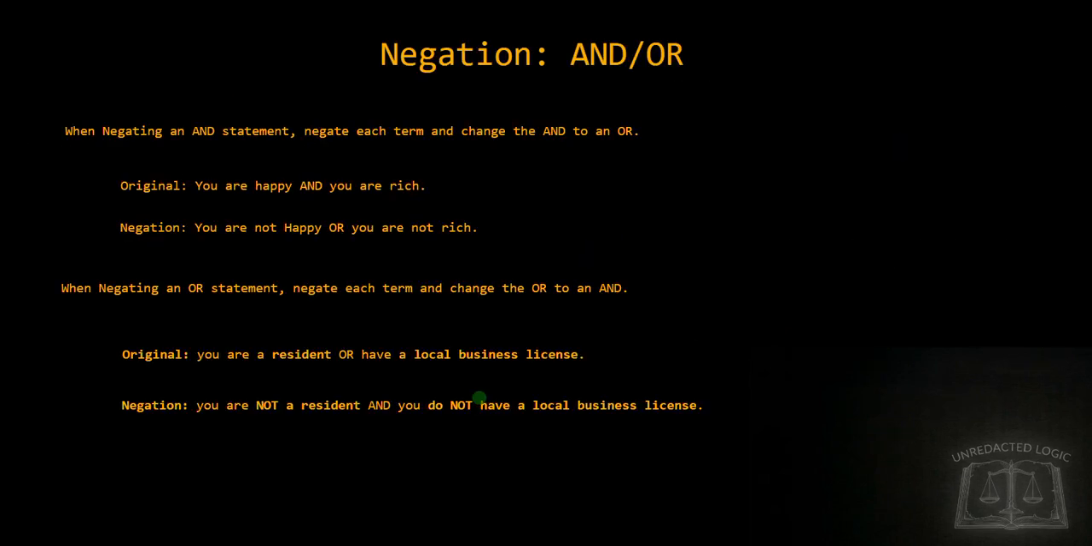Next, let's do a quick overview on how to negate and statements and or statements. When negating an and statement, you negate each term and change the and to an or. Here's an example. You are happy and you are rich. The negation becomes you are not happy or you are not rich. So the and changes to an or. The first component is negated and the second component is negated as well. When negating or statements, negate each term and change the or to an and. Very similar to the above. You are a resident or have a local business license becomes you are not a resident and you do not have a local business license.